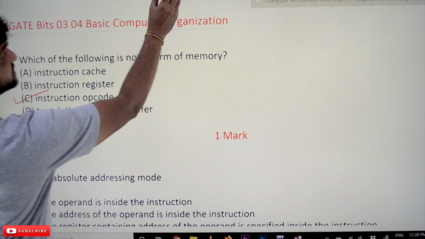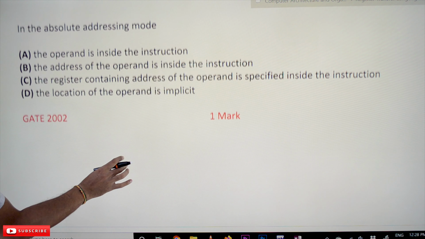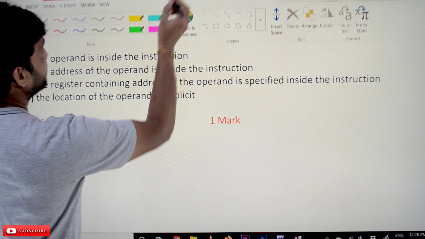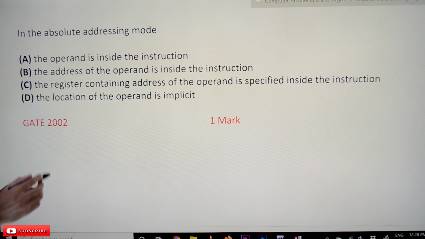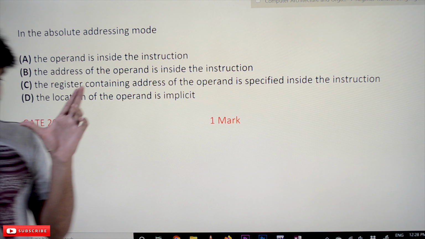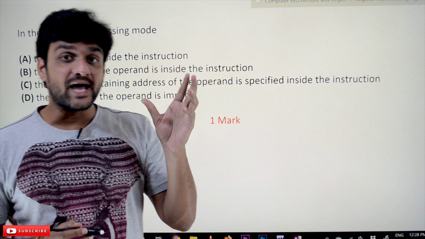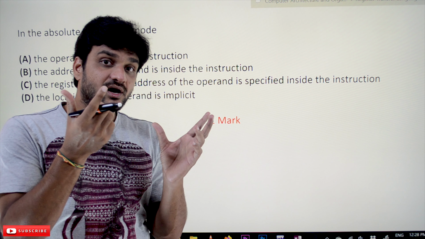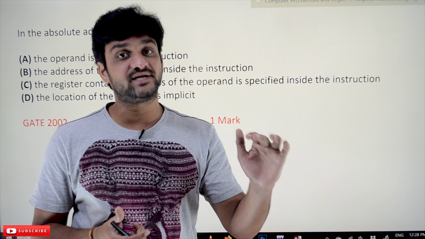Now coming to the next bit. What is meant by an absolute address mode? The address of the operand is inside the instruction. Absolute address mode means the address of the operand is stored within the instruction. That is what we call absolute addressing mode.